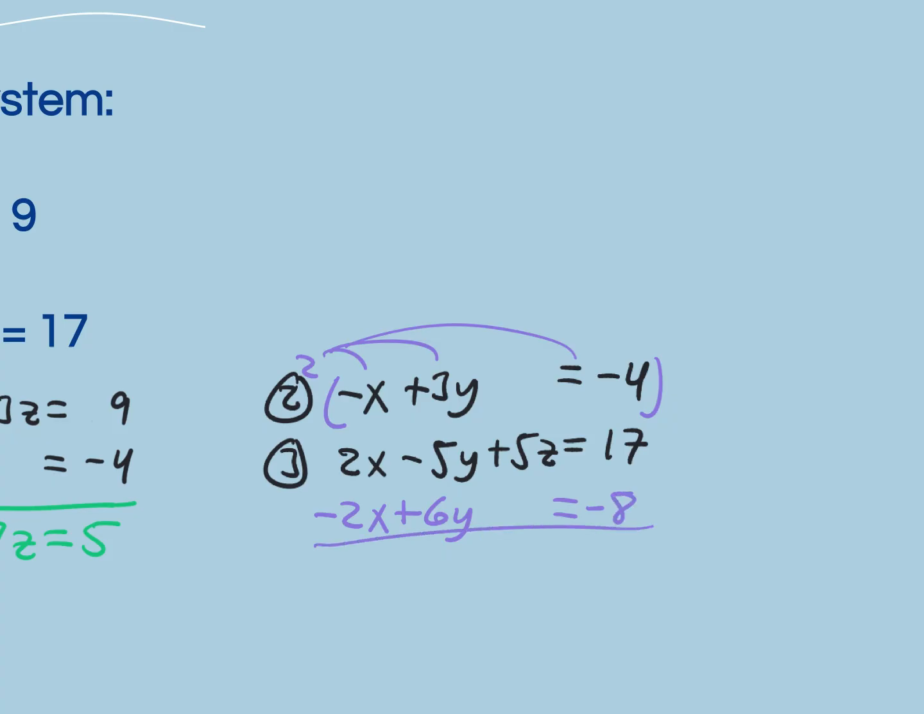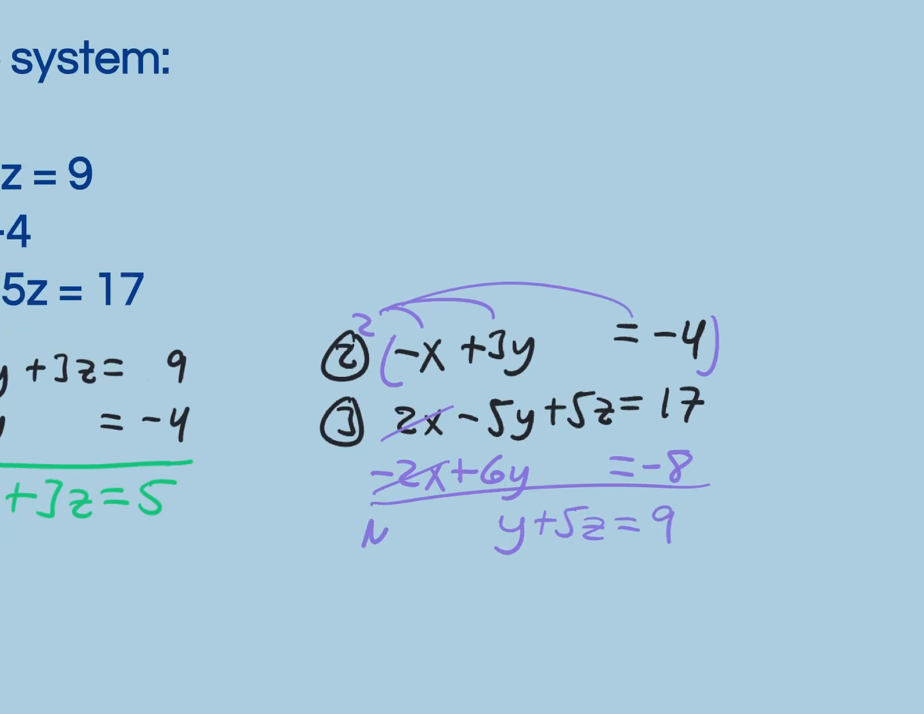And then notice that when you combine, 2x minus 2x cancels out. -5y plus 6y is 1y. And then nothing combines with 5z, so I'm just going to leave it alone. This is going to equal 9. Right, and this gives us a new equation number 2, so I'm going to call this new 2.